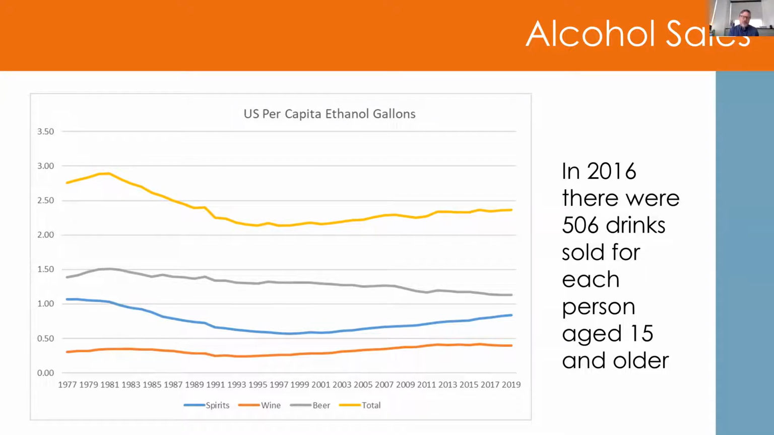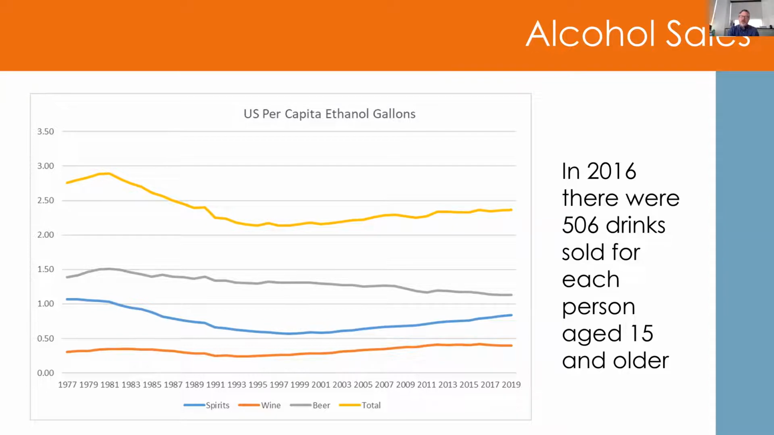And if you look at the gray and the blue bars, what those show is that at the same time, there's been a shift between beer and spirits. The gray is beer and the blue is spirits. In recent years, spirits has been rising quite quickly with beer declining. So there are some beverage specific aspects to trends.